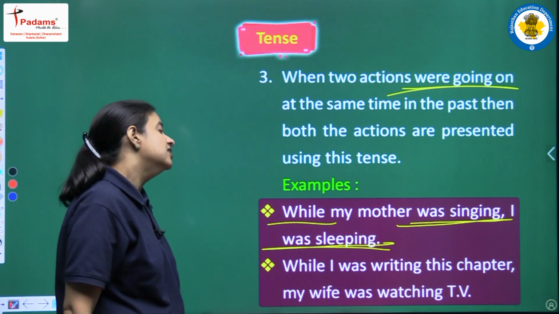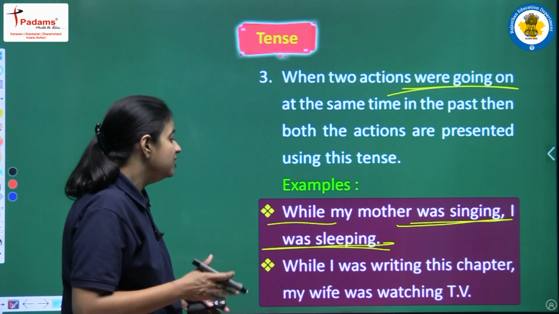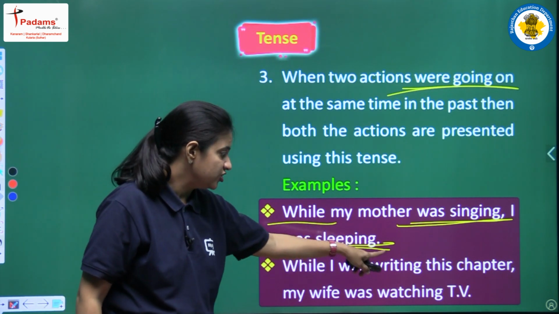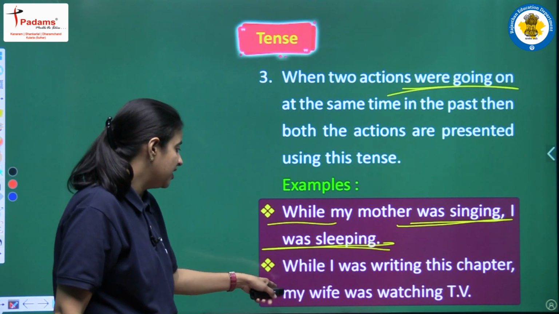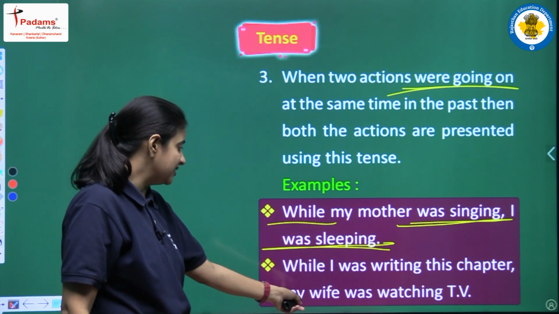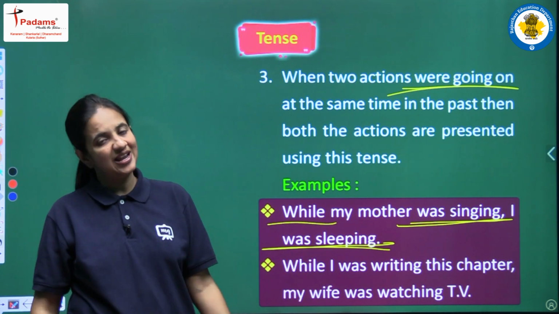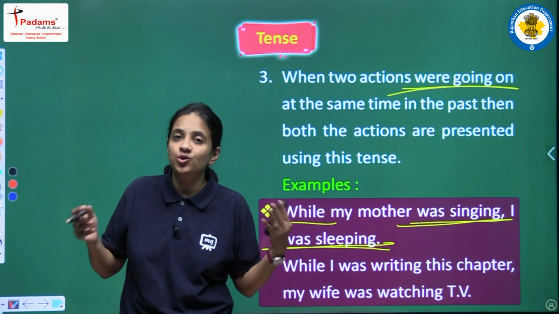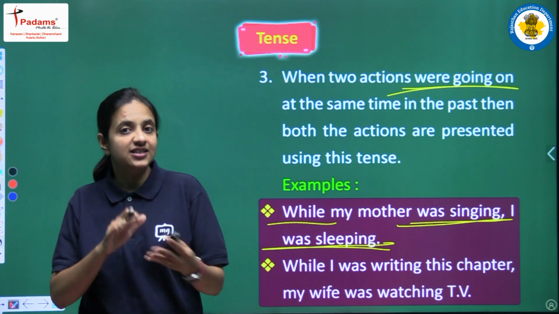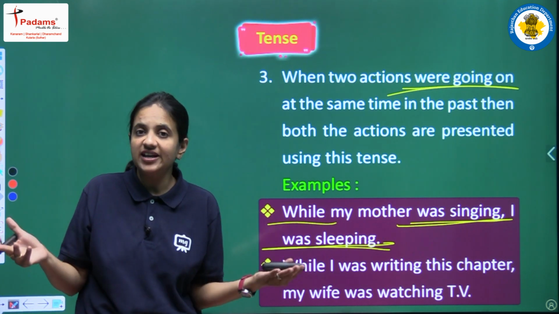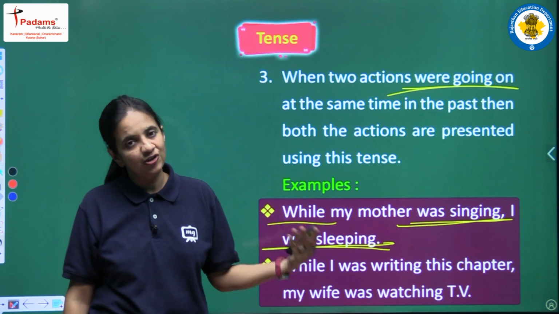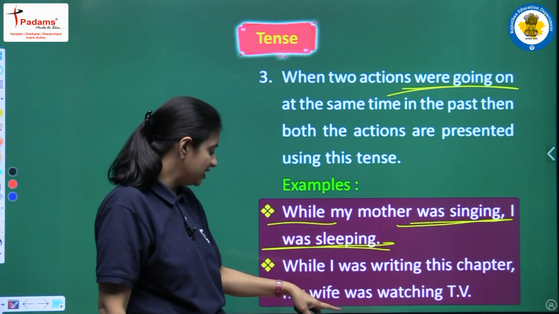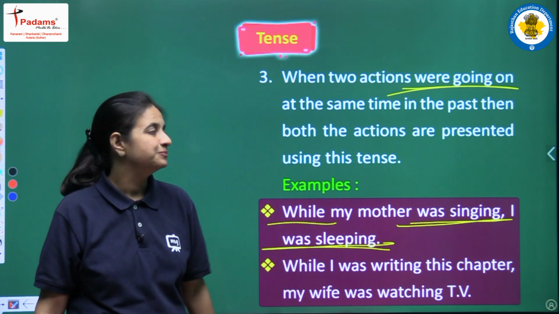Okay. Second is, while I was writing this chapter, my wife was watching TV. Again we have two clauses. First clause is I was writing this chapter. Second is my wife was watching TV. So we have two clauses and in both the clauses the activity, the action, both actions were in progress at the same time. Okay, two different actions were happening at the same time. So we will use past continuous tense in both the clauses and the sentence will be, while I was writing this chapter, my wife was watching TV.